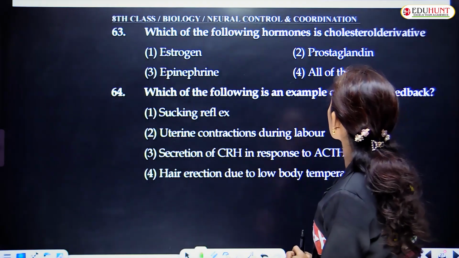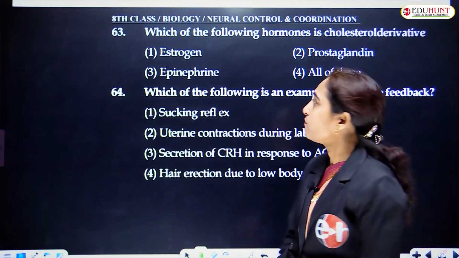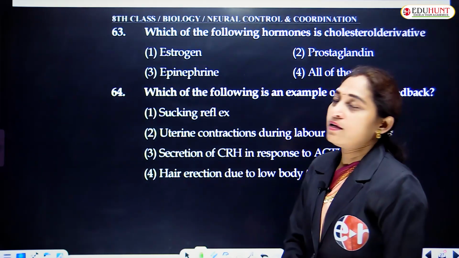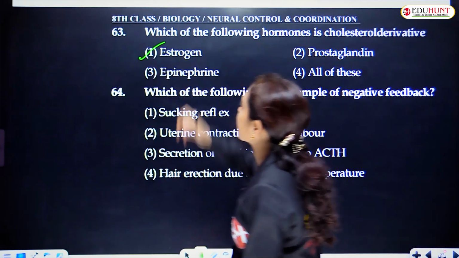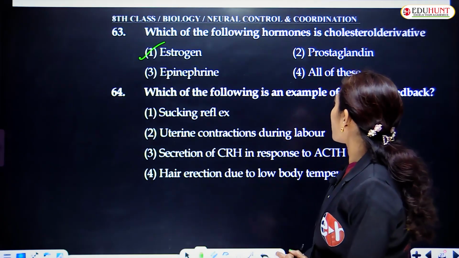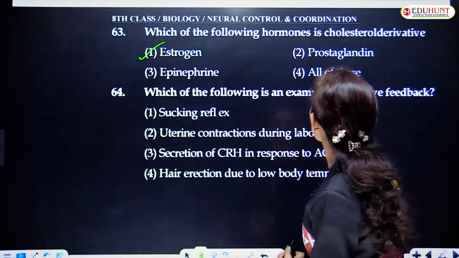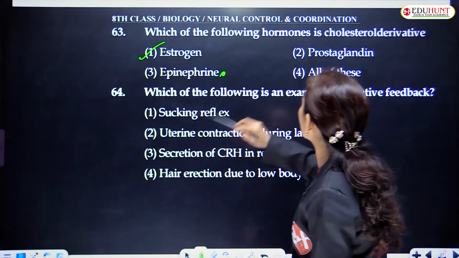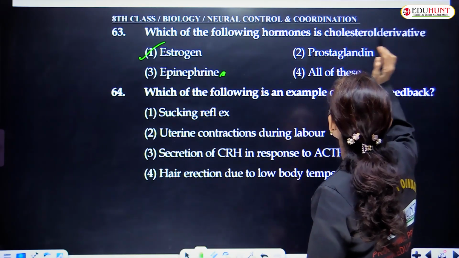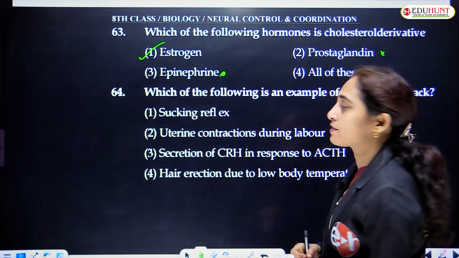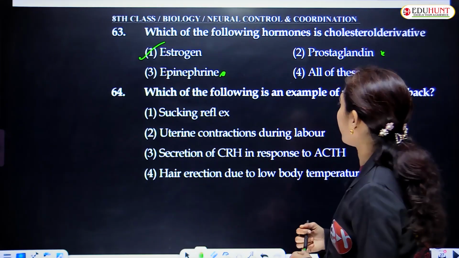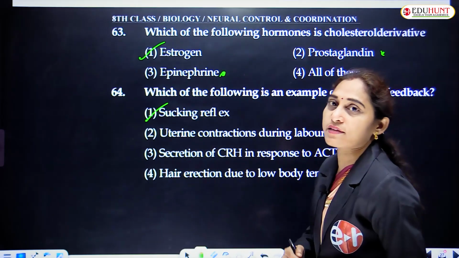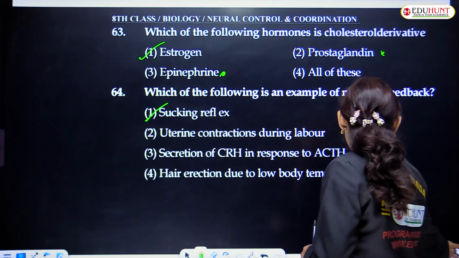Which of the following hormones is cholesterol derivative? Estrogen, epinephrine, prostaglandin, all of these. Among these, estrogen is the correct option, whereas prostaglandins and epinephrine are not the cholesterol derivatives. Epinephrine is the amino acid derivative and prostaglandin is a fat derivative. Which of the following is an example of negative feedback? Sucking reflex. This is the direct question. Sucking reflex is the example of negative feedback.